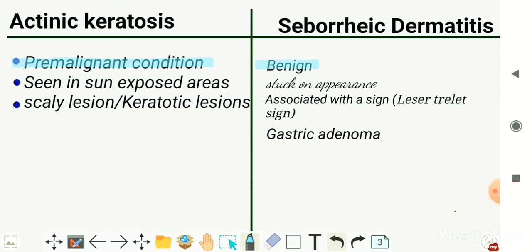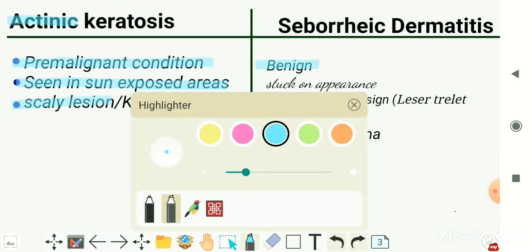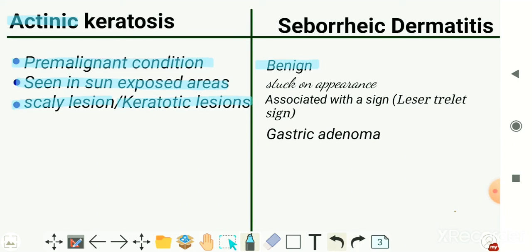Actinic keratosis is seen in sun-exposed areas. Remember one thing, whenever you hear the word actinic, it means it is seen in sun-exposed areas. So we can say actinic keratosis is that keratosis which is seen in sun-exposed areas. And the lesions seen in actinic keratosis are scaly lesions, which are also known as keratotic lesions.